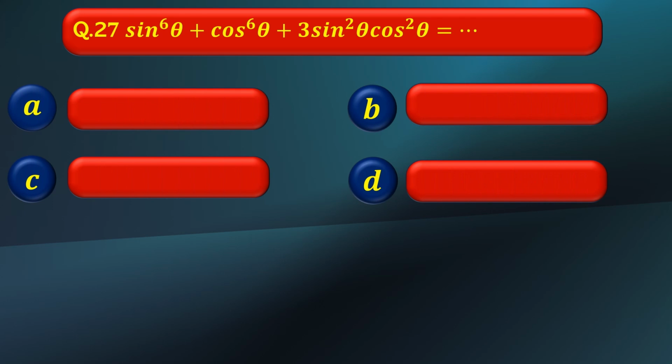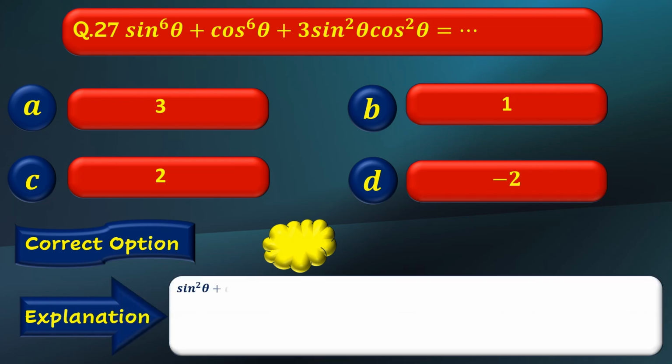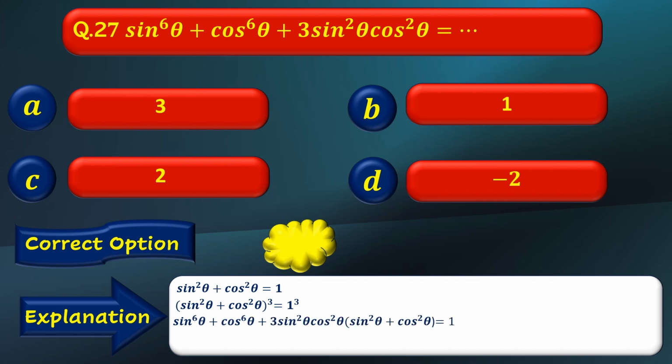Question number 27. Sine raised to power 6 theta plus cos raised to power 6 theta plus 3 sine square theta cos square theta is equal to, and the options are. Let's find out which one is the correct option. But before that, let's explain it. We know that sine square plus cos square is equal to 1. We take cube on both sides, and after taking cube we get sine 6 theta plus cos raised to power 6 theta plus 3 sine square theta cos square theta into sine square theta plus cos square theta.